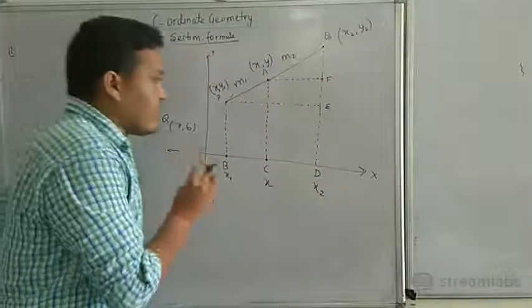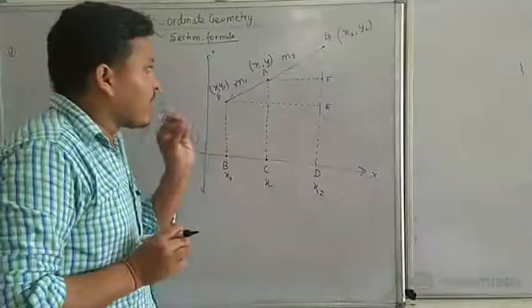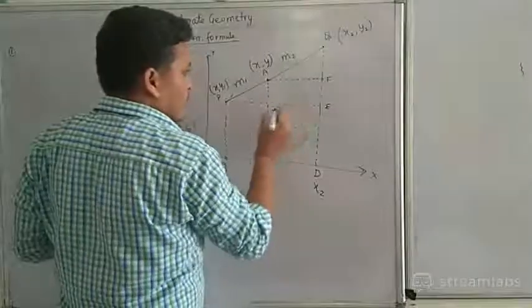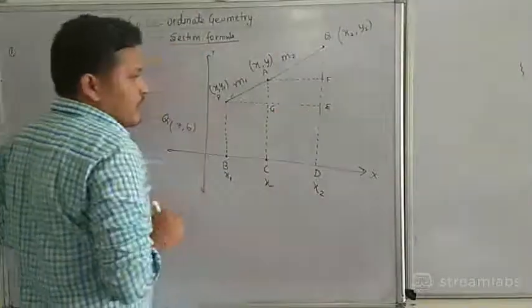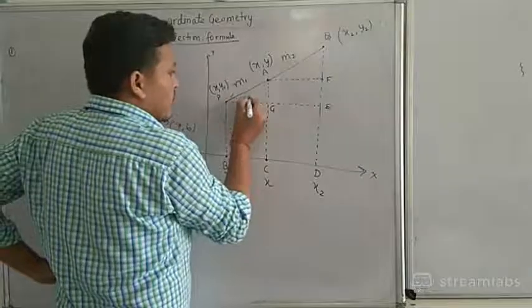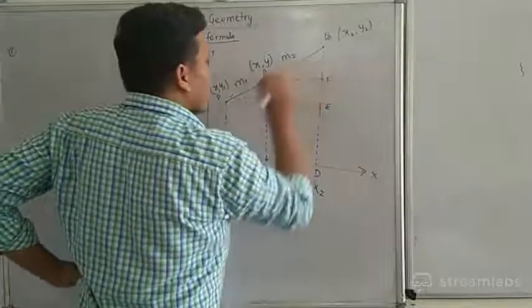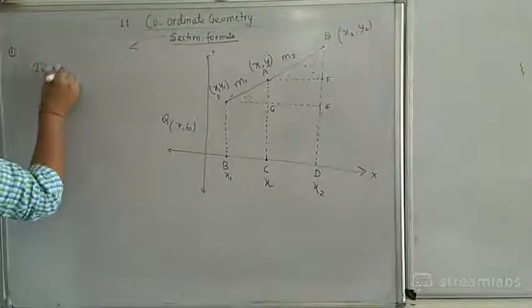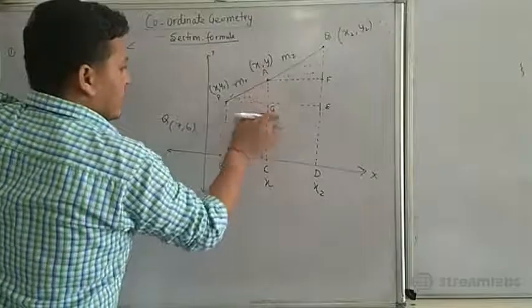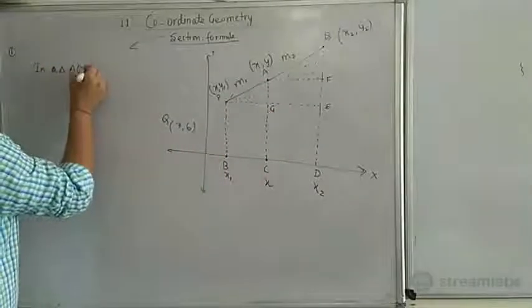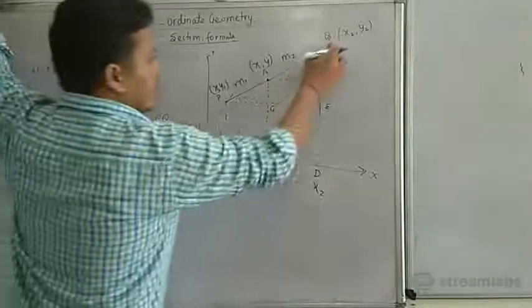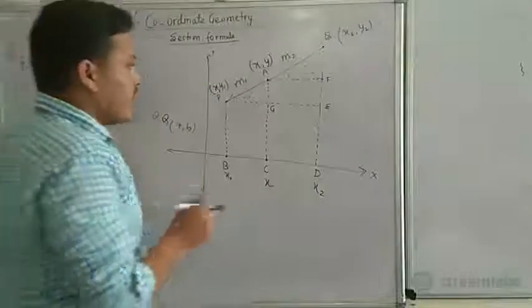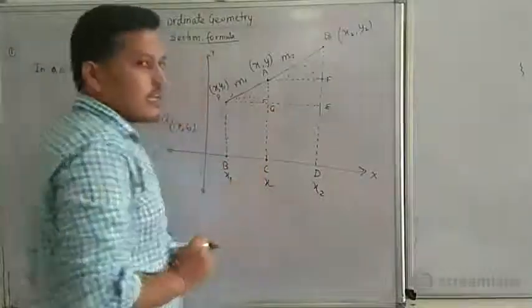Now, how many triangles are formed here? One triangle is this one. Suppose these points are E, F, G. This point is G. So one triangle is this one, and the second triangle is this one. Now we have the two triangles: first triangle AGP, and second triangle QFA. Now one thing, this angle is 90 degrees.